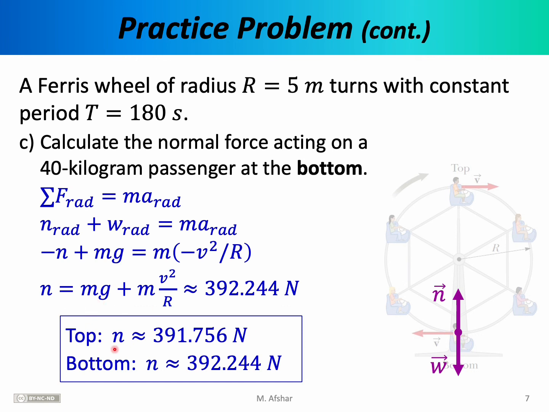Your weight is not changing, your weight is mg the whole time, but your sensation of heaviness is related to the normal force. When the normal force is large, you feel like you're being pressed into the ground, so you feel heavier. And when the normal force is small, you feel like you're being lifted off the ground, so you feel a little bit weightless. Here, the difference between the two normal forces is not that big, but if this were a Ferris wheel that was rotating much more rapidly, you would notice that the difference between the two normal forces at the top and the bottom would be more pronounced.